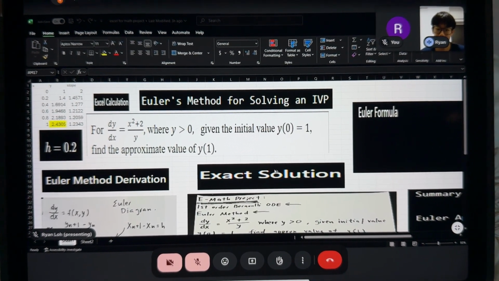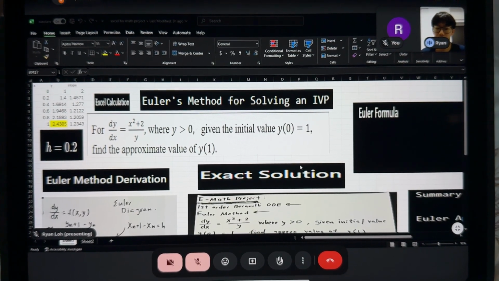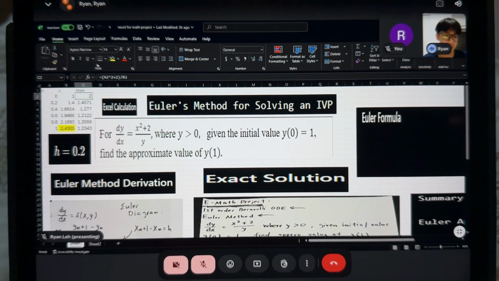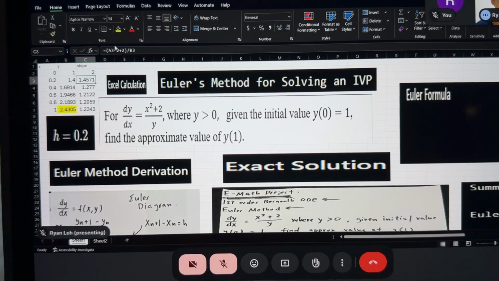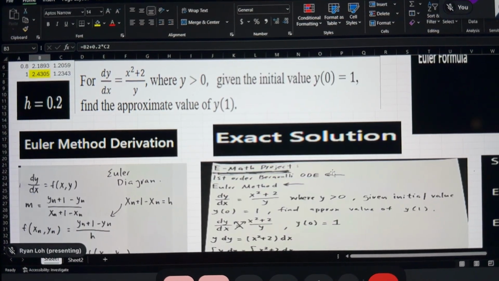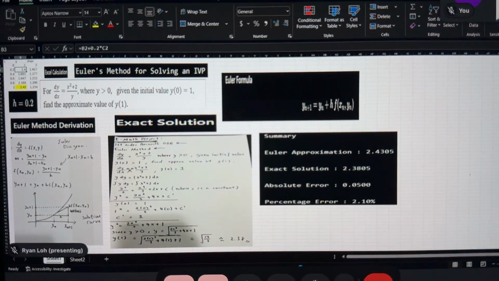After repeating the calculations until x equals 1, the approximate value obtained using Euler's method is 2.43. So you can see I use this formula, and this one, and this one, until 1. So next I'll do the exact solution, which is this one.